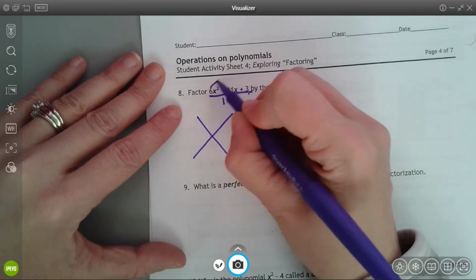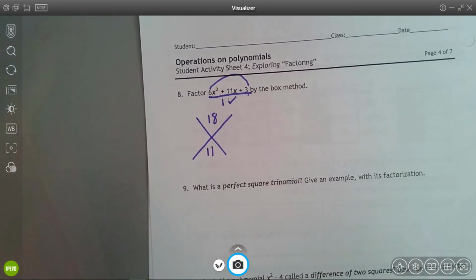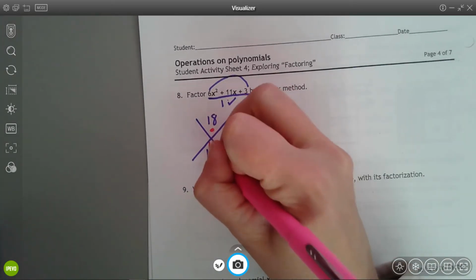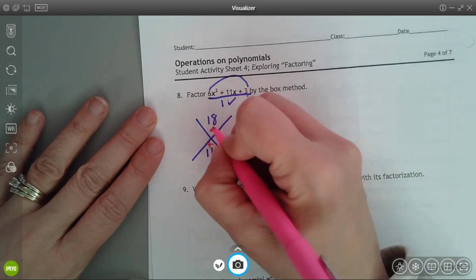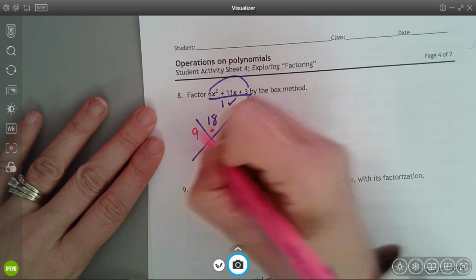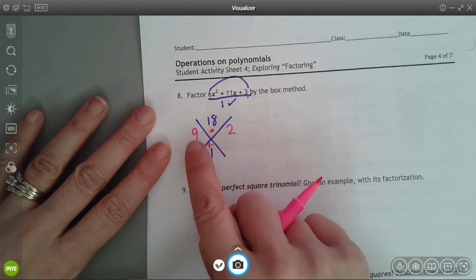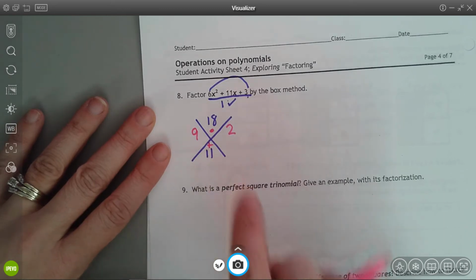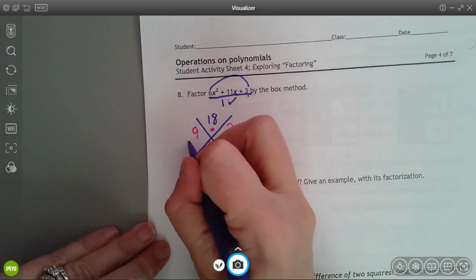Multiply the outside. 6 times 3 is 18. Drop down my inside. We are looking for 2 numbers that can multiply to make 18, but add to positive 11. That's going to be a positive 9 and a positive 2. 9 times 2 is 18. 9 plus 2 is 11. Divide by A, divide by my A term.